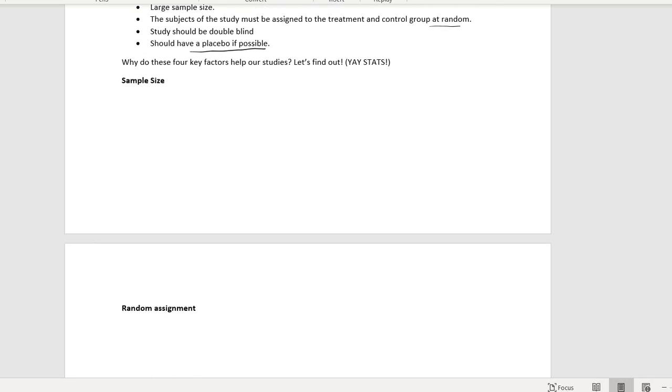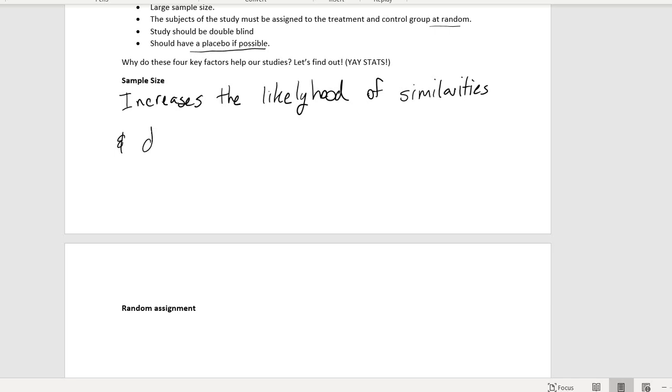So here's why these are important. A larger sample size increases the likelihood of similarities and differences. So we want our groups to be similar.